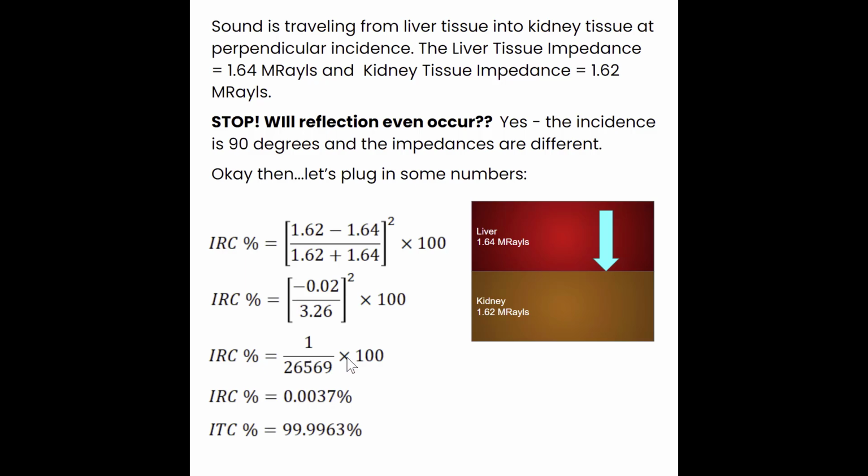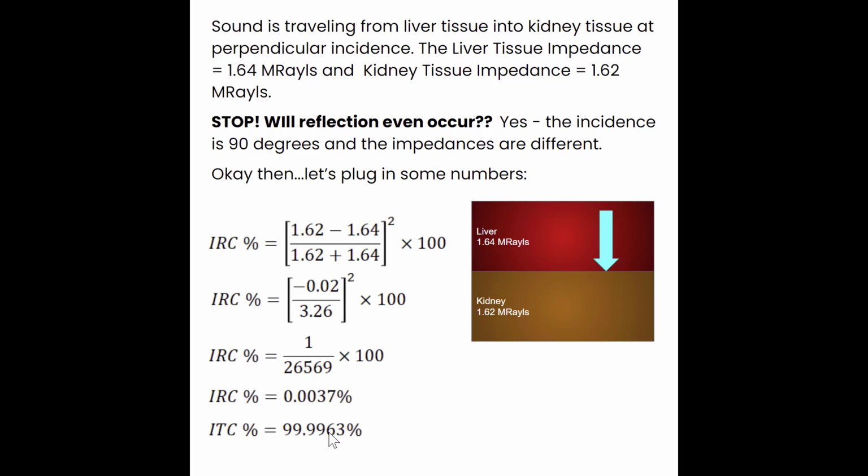That positive fraction then is multiplied by 100 to get a percentage. And what we are left with when we calculate all this out is a very tiny little intensity reflection coefficient. So this 0.0037% represents the energy that is reflected from the incidence wave. A very, very, very small fraction is going to go into the reflection, where most of this is going to continue forward in the transmission wave.